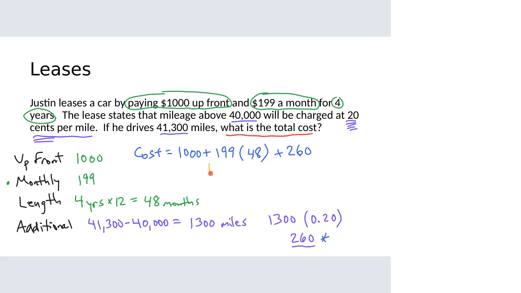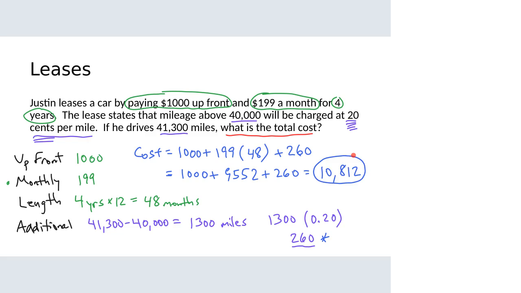As we look at this, we can see we have adding, multiplying, and adding. We better multiply first. Order of operations tells us to multiply first. And so when we do that, we'll have 1,000 plus 199 times 48, which is 9,552, plus 260. And then we just add all those together. And it's $10,812 is the total cost of the lease.